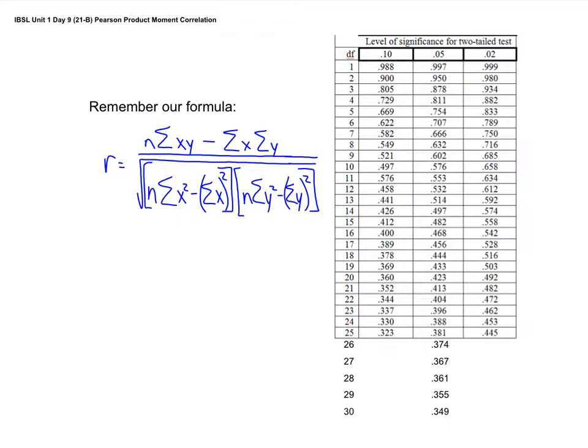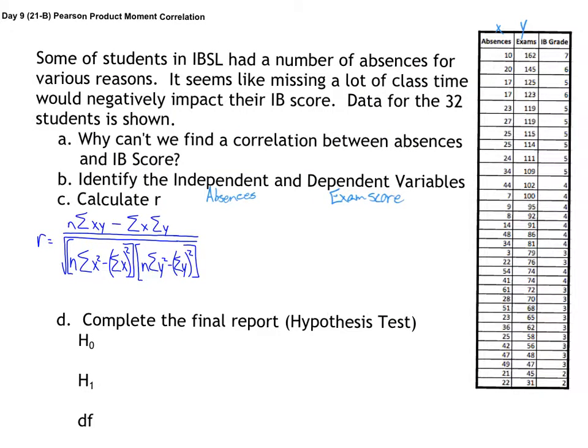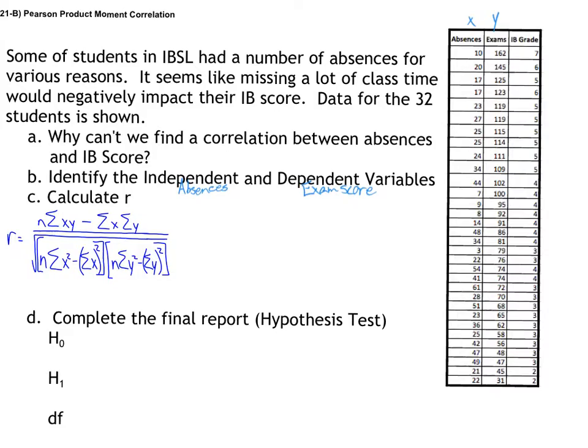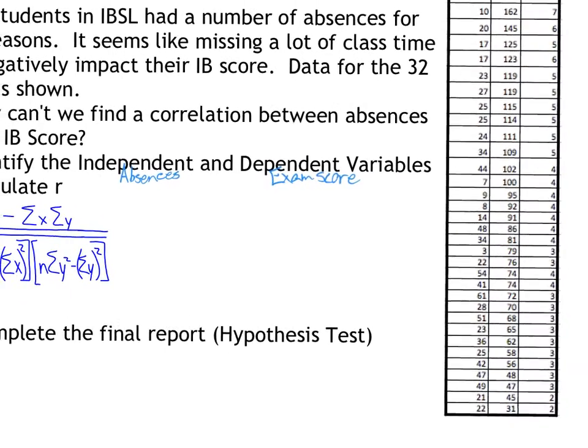So I have some data here from the first year that I taught IB SL. And we'll just read it here. Some of the students in IB SL had a number of absences for various reasons. It seems like missing a lot of class time would negatively impact their score. Data for the 32 students I had that year is shown. Obviously, there are names here. Is this the actual amount of absences? Yes. These are actual data from 2 years ago, okay?